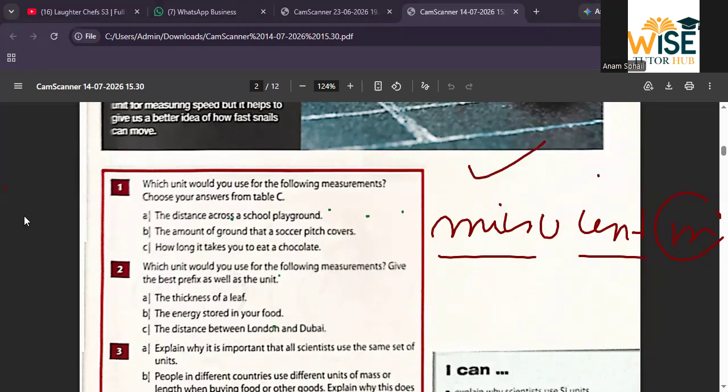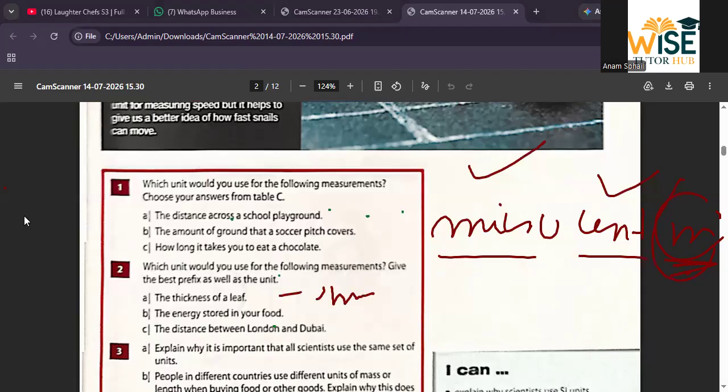Micro is a prefix, centi is also a prefix, right? Meter is a unit, so you should add one prefix with meter. You are using two prefixes at a time. So basically, it is not micrometer, it is not centimeter, it is millimeter. Micrometer is very much lower. So it would be millimeter, right? Thickness of the leaf in millimeter.